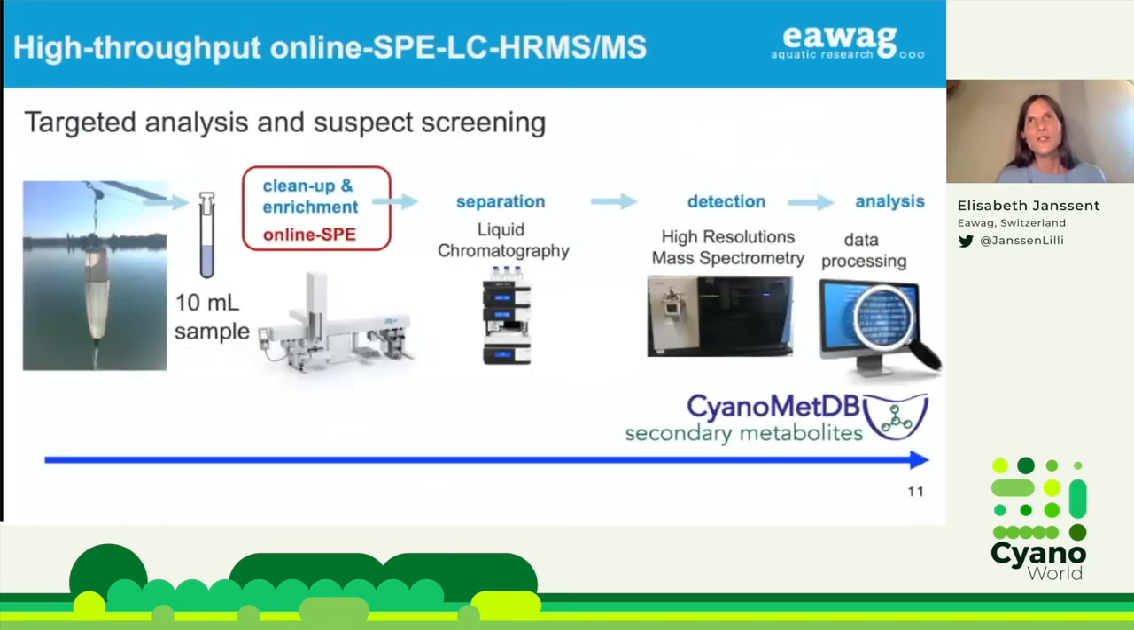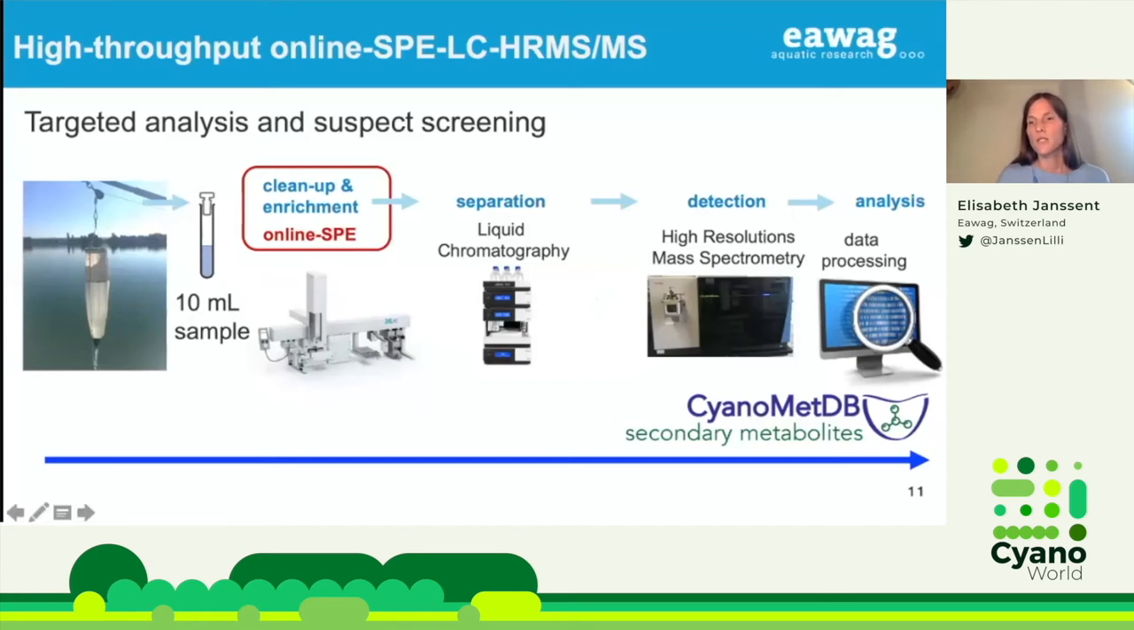I want to give you an impression of what the next steps are in CyanoMetDB. So in my lab, we use this database for our LC-MS analytical workflow. So we do target analysis where we have standards. We do suspect screening against the CyanoMetDB suspect list where we don't have standards in the lab. What we typically do is we have a sample or an extract of biomass, and the 10 milliliter aqueous sample can be injected to an online solid phase extraction system. So here we enrich these 10 milliliters on an SPE cartridge, on a PAL instrument, and then clean it up and elute it into the LC-MS. On the MS side, we mostly use Q Exactives. We work a lot with the Orbitrap Fusion Lumos, but now also with the Exploris instrument.